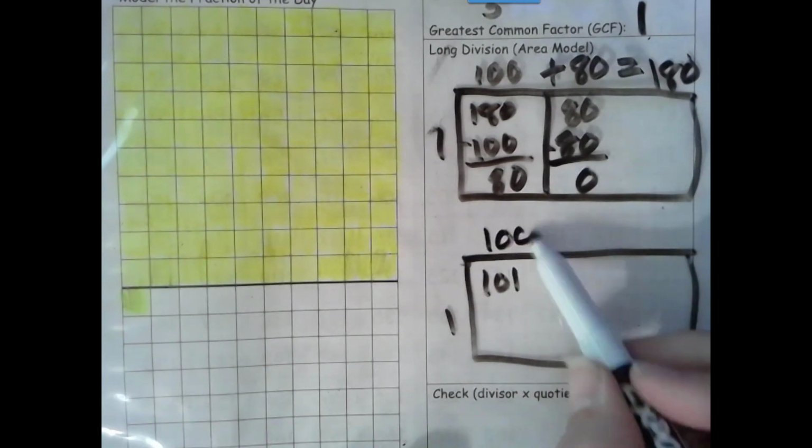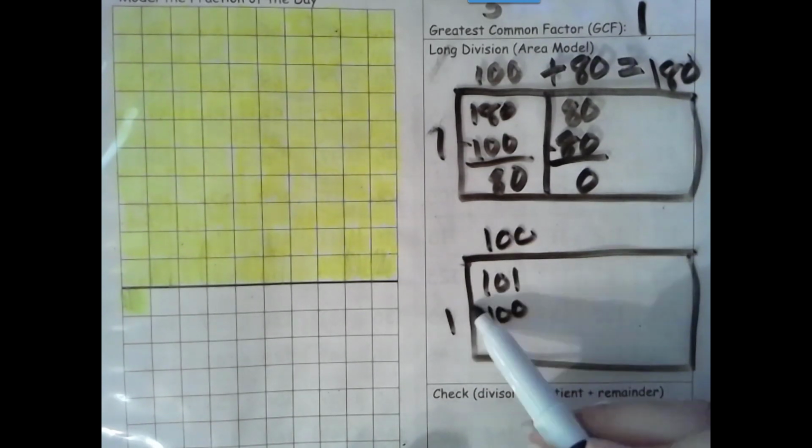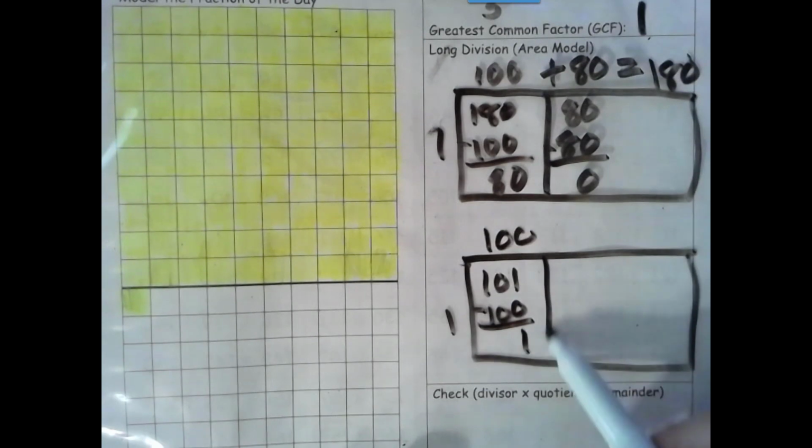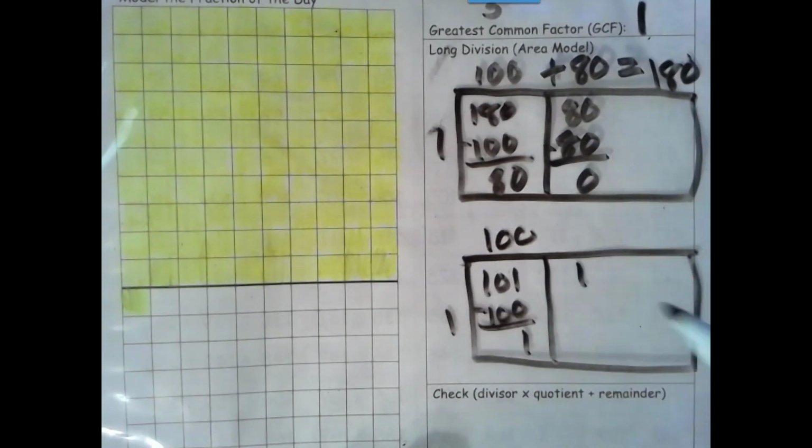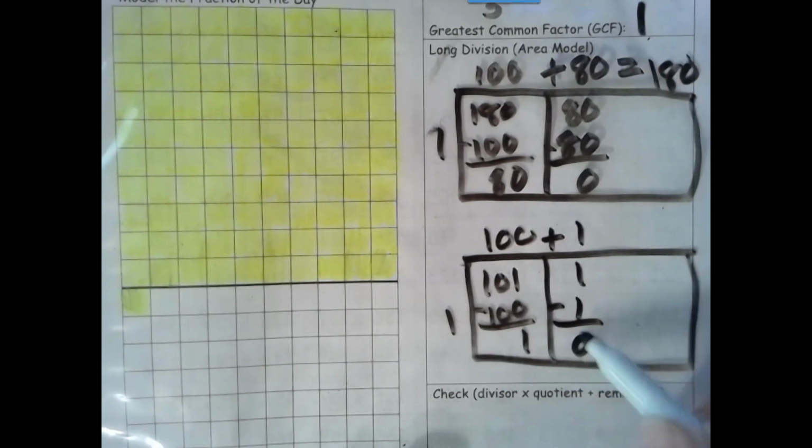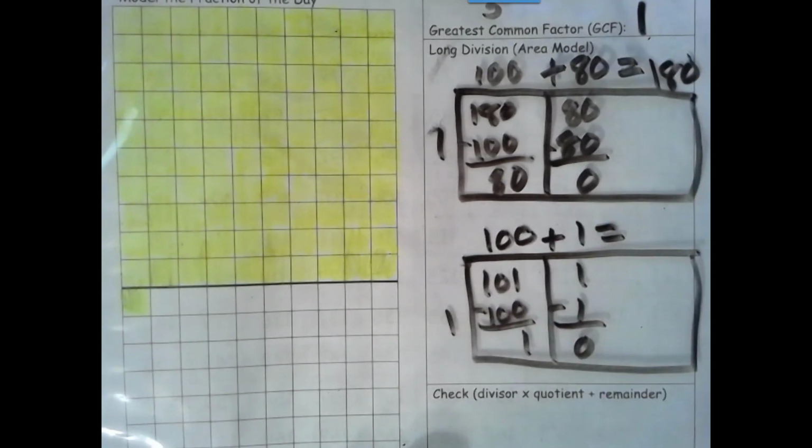Okay, 100 times 1 is 100. More on top, no need to stop. Number's the same, 0 is the game. 1 times 1 is 1. Number's the same, 0 is the game. Add our partial quotients together and we get 101.